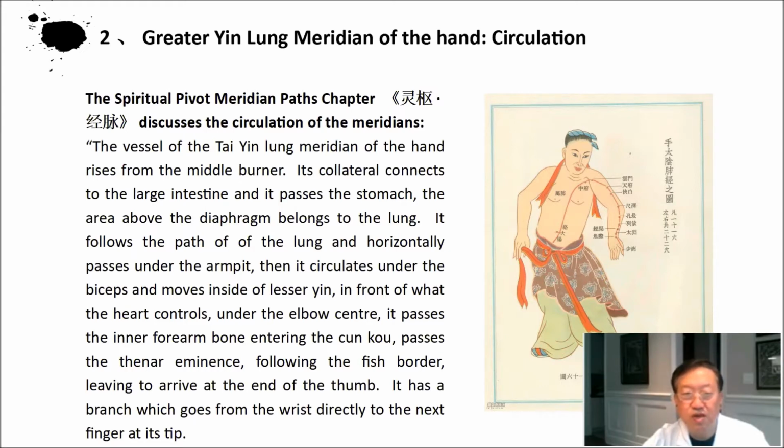It follows the path of the lung horizontally and passes under the armpit, then circulates under the biceps and moves inside of lesser yin, in front of what the heart controls, under the elbow center. It passes the inner forearm bone, entering the cunkou, passes the thenar eminence, following the fish border, leaving to arrive at the end of the thumb. It has a branch which goes from the wrist directly to the next fingers at its tip.